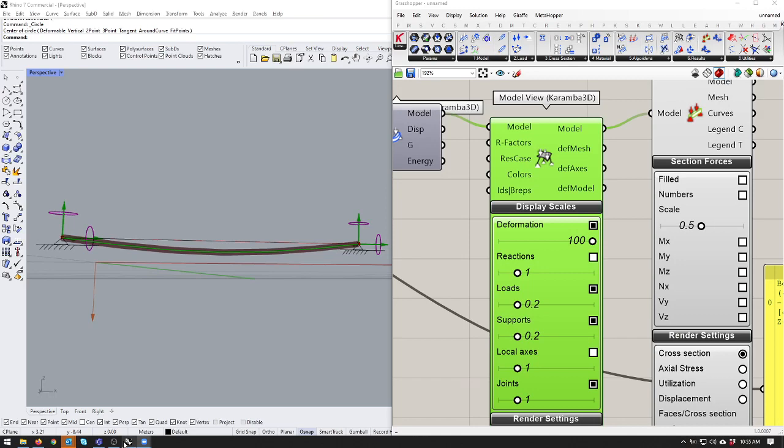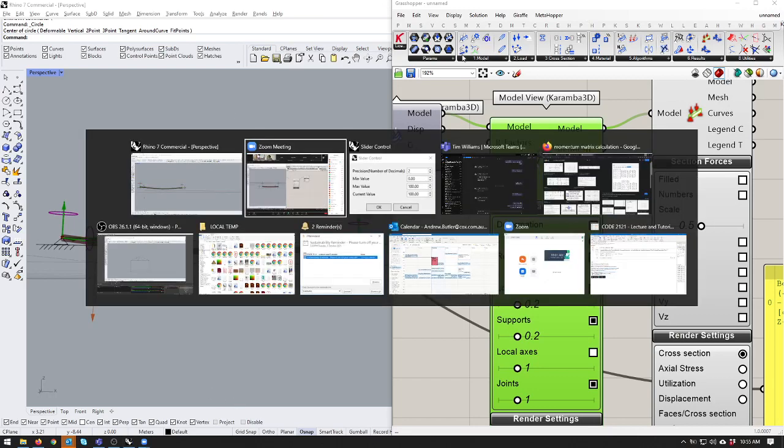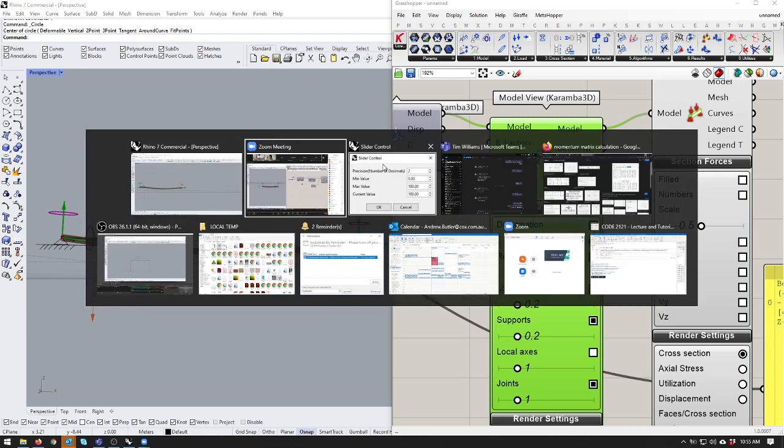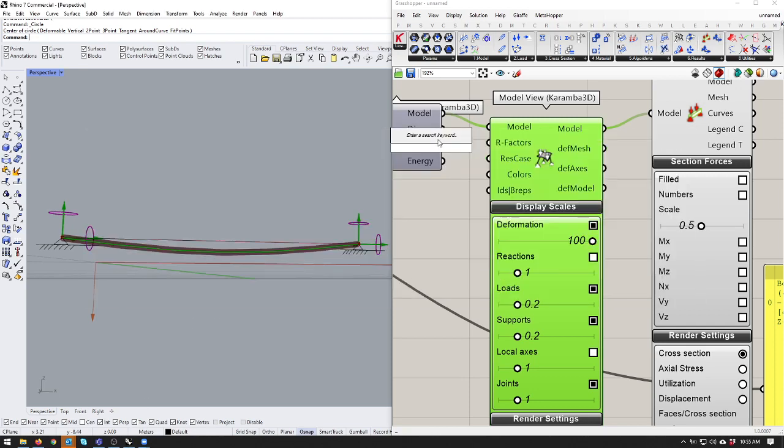I've locked myself into window death. You can see this slider control. Can I do that? Okay, good.